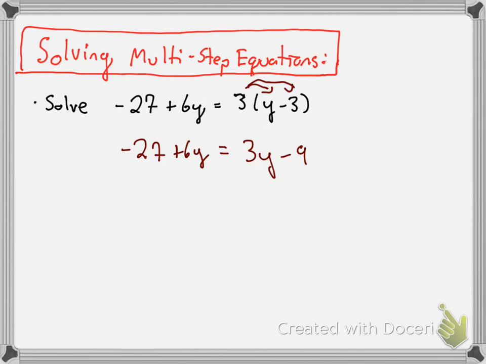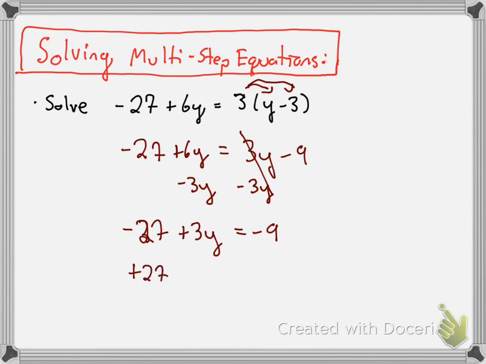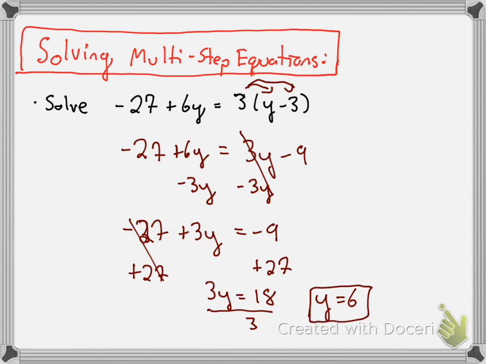Now what I want to do is get all my y's on one side and all of the numbers on one side. I always recommend subtracting the smaller value from the bigger value just because it keeps everything positive. Equals negative 9. Then I'll want to bring over this 27. My last step to get y by itself is going to be to divide everything by 3. And I'll be left with y equals 6. If you want to double check if this was right, plug 6 in for y in this equation and then see if it matches up.